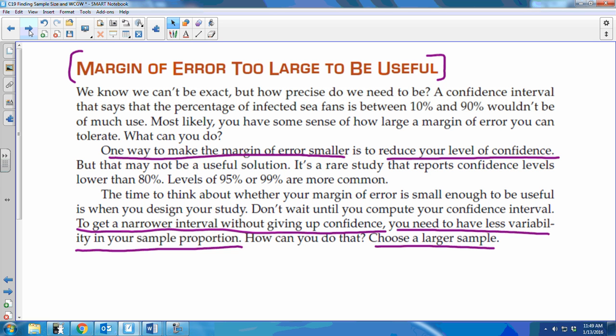If they ask you about margin of error, you need to make sure your margin of error makes sense. Don't have a margin of error of 25%. That doesn't help you out at all. That means you have an interval that's 50% wide. What does that do? Nothing. So make sure your margin of error is small enough that it's still going to be a useful interval.